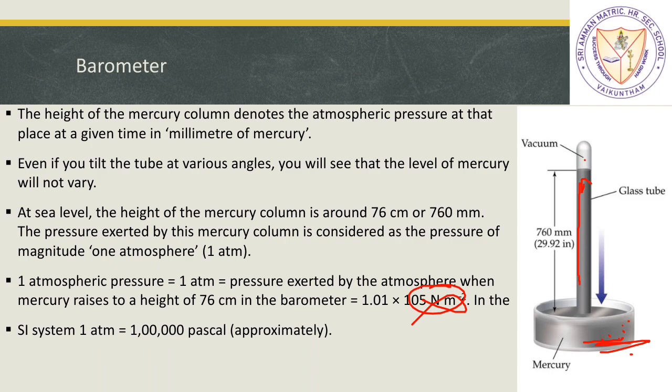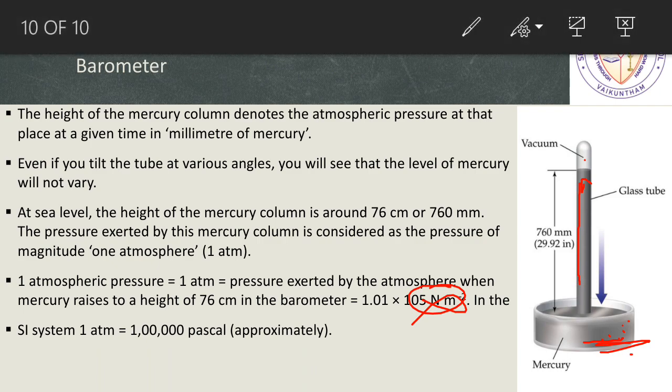So 1 atm is equal to 1 lakh pascals approximately. It is 1.01 into 10 to the power 5, but approximately you can say it as 1 into 10 to the power 5, nothing but 1 lakh pascals.